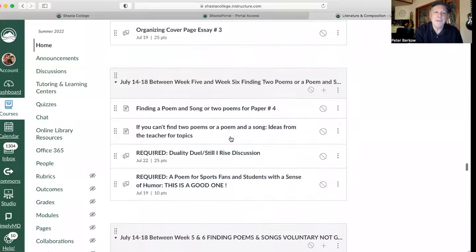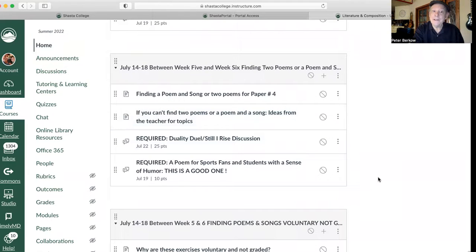And then between week 5 and week 6, this is the nature of an accelerated class where it's also asynchronous. You probably want to be working ahead to week 6 as soon as possible, because we're coming up to the end of the summer term and you're going to have to make a decision about which song and which poem to write about. If you'll notice here, I say if you can't find 2 poems, ideas from the instructor for topics, okay, and I have a bunch of paired songs and poems, or 2 poems compared to each other.